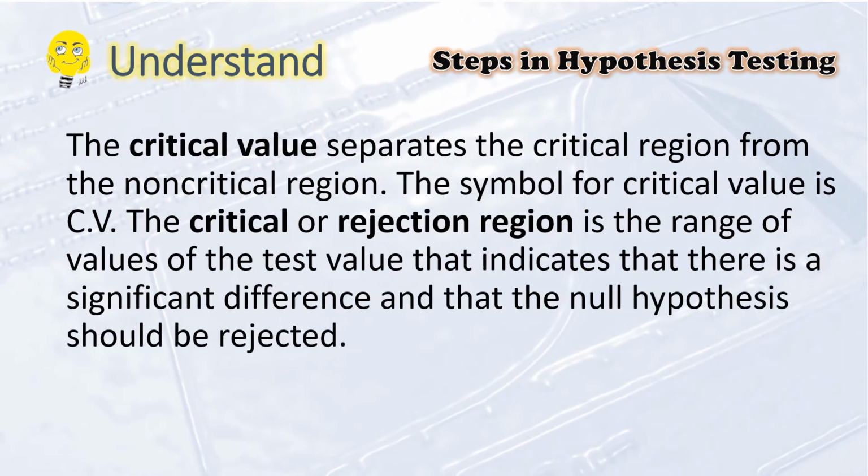The critical value separates the critical region from the non-critical region. The symbol for critical value is CV. The critical or rejection region is the range of values of the test value that indicates that there is a significant difference and that the null hypothesis should be rejected. The critical value can be on the right-hand side or on the left-hand side of the mean. For a one-tailed test, its location depends on the inequality sign of the alternative hypothesis.